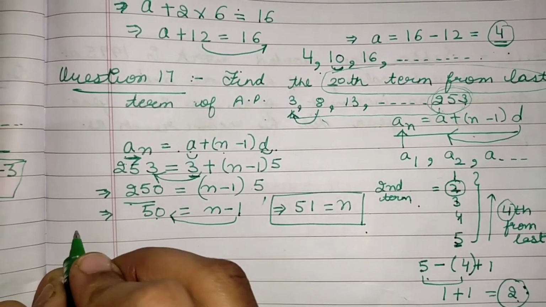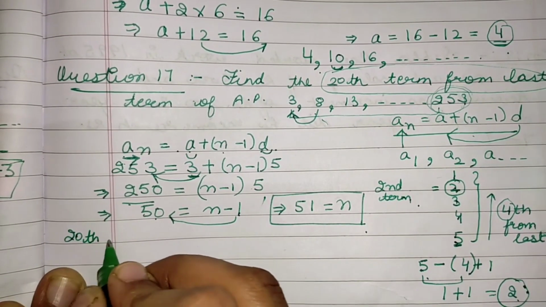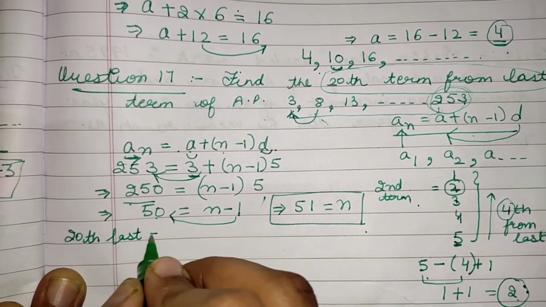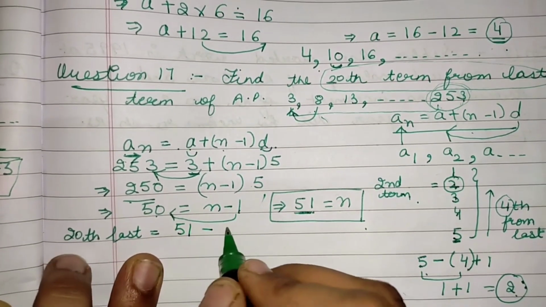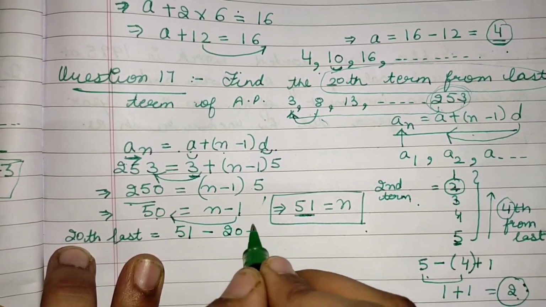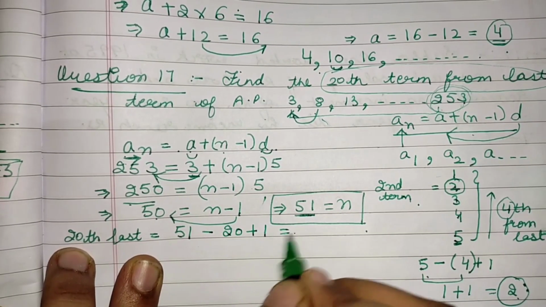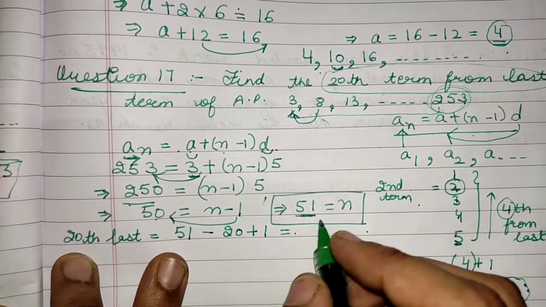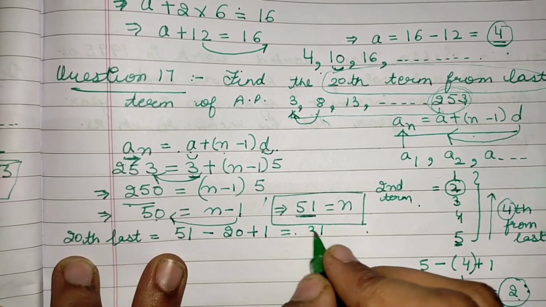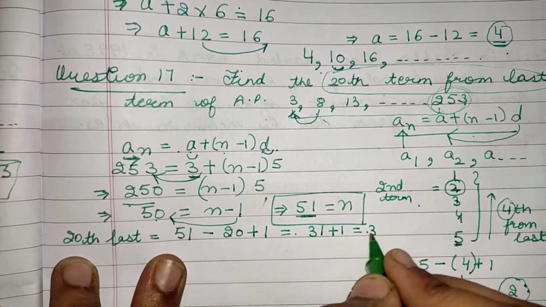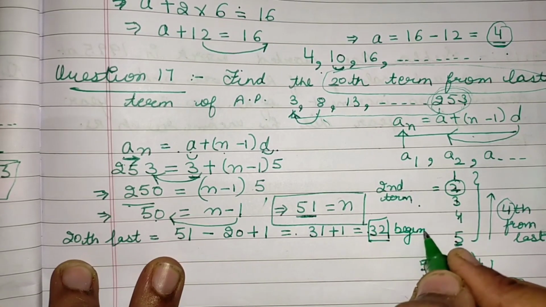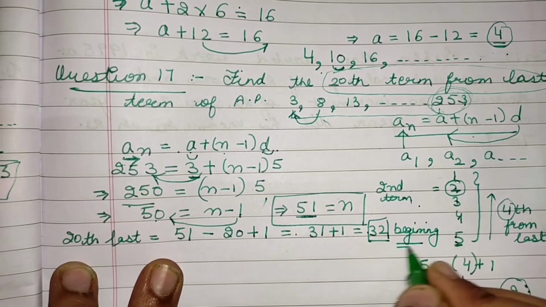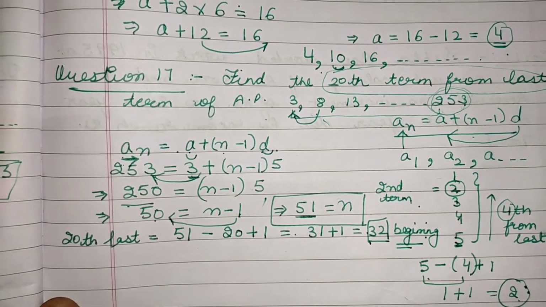Okay, so now I can find which term from the beginning the 20th term from the last is. 51 minus 20 plus 1. So I will get my answer as 32, this is the term from the beginning. So basically I have to find the 32nd term from the beginning.